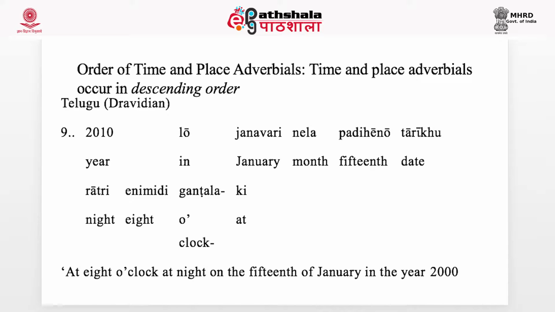What happens in a language like French or English? They are non-verb final languages. So the mirror image relationship would neatly function here. At 8 o'clock at night on the 15th of January in the year 2000. Here we are in the ascending order, where the smaller chunk comes first, then the bigger chunk, and the much bigger chunk.